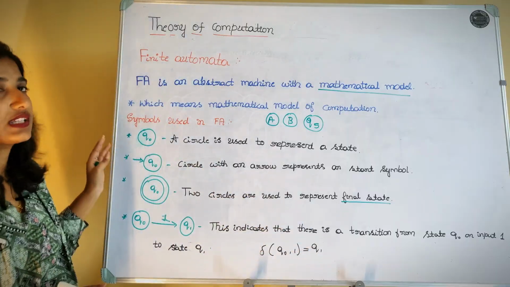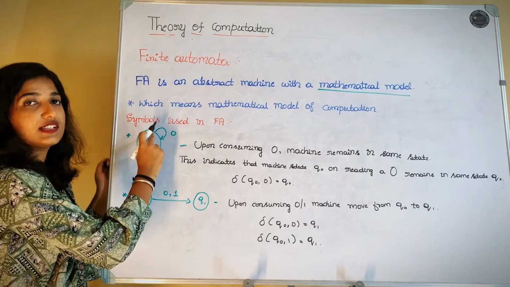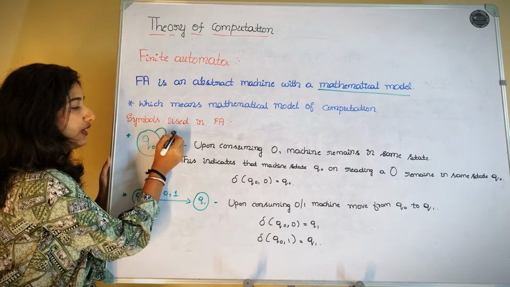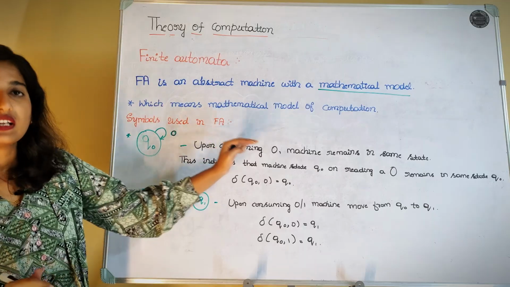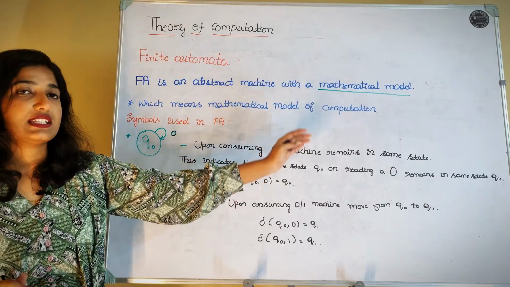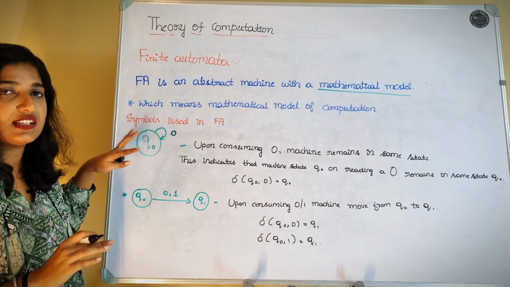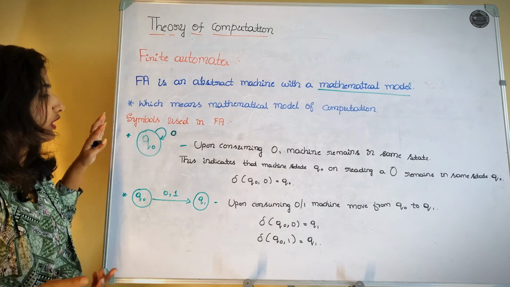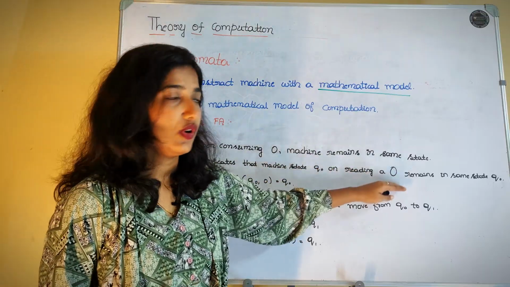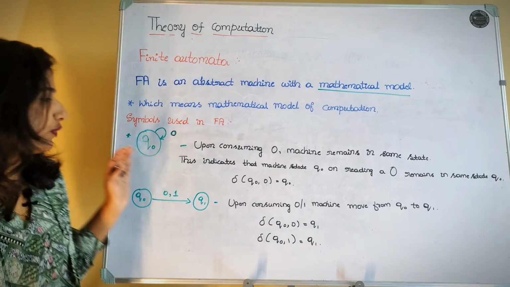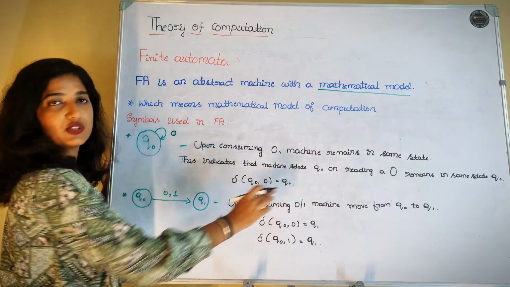These are the symbols, and the next symbol is Q0 with a self loop with 0. What does it mean? Upon consuming 0, the machine remains in the same state. This indicates that the machine in state Q0 on reading a 0 remains in the same state Q0, which means delta of Q0 comma 0 is Q0.